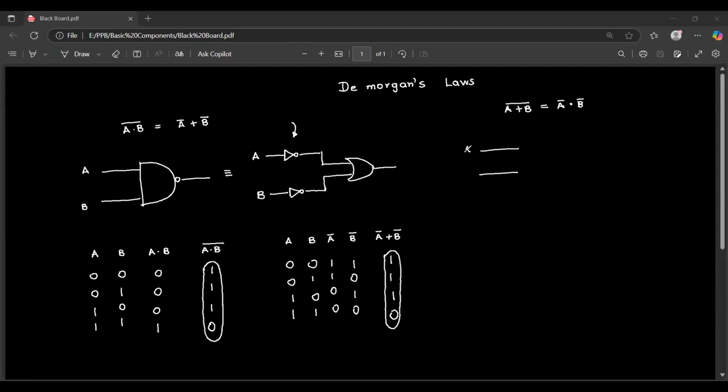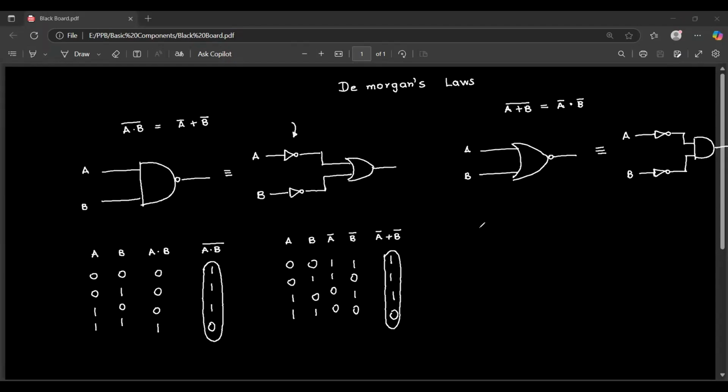We have A and B passing through a NOR gate, giving A plus B whole thing bar. So the output will be A plus B whole thing bar. This is equivalent to passing the two signals through NOT gates and then an AND gate. So we have a NOT gate here, and these two are passed through an AND gate. This is what De Morgan states: this is equivalent to this.